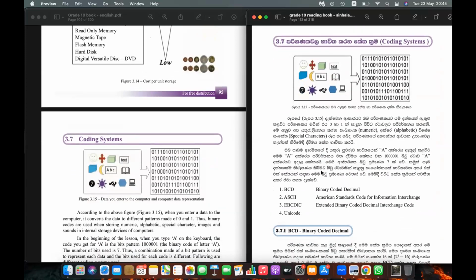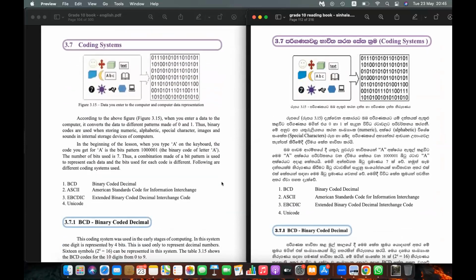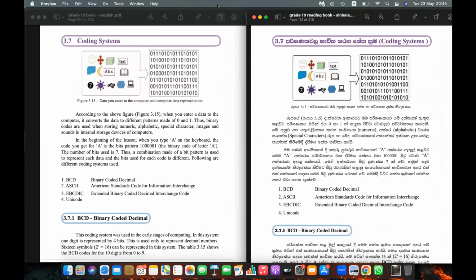Okay, then encoding systems, this is what we are going to learn today. But before that, I would like to see some capacities visible on your screen. Who can share the screen? I just need a Windows screen. Anyone using Windows can share their screen. Come on, be fast.